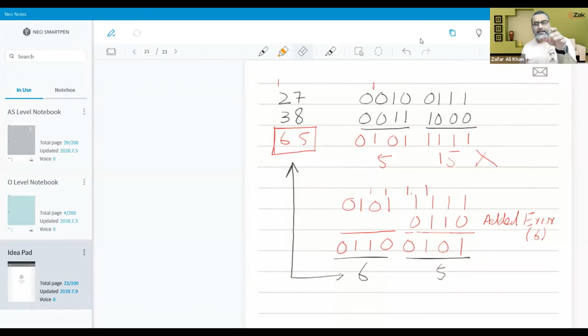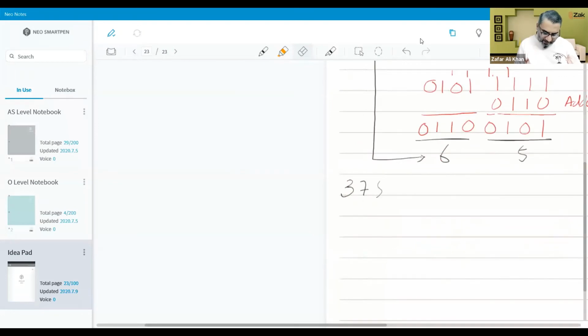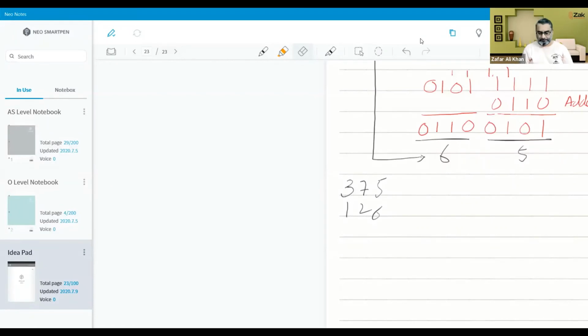It might be like we have got 3 digits, let's say 3, 7, 5 and 128. We are going to add these 3.